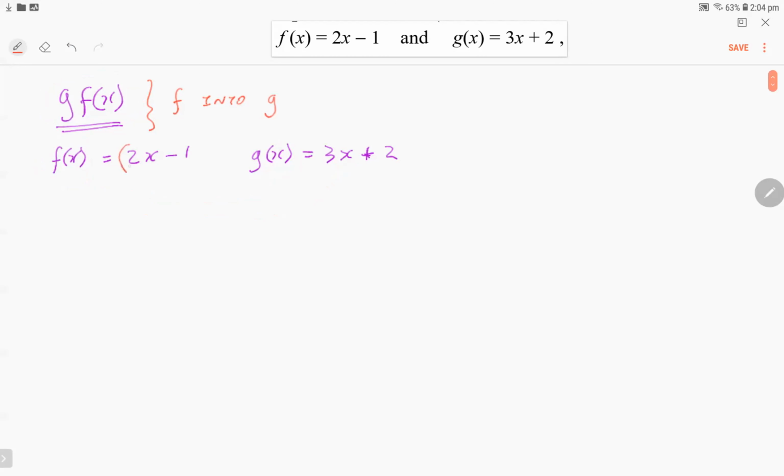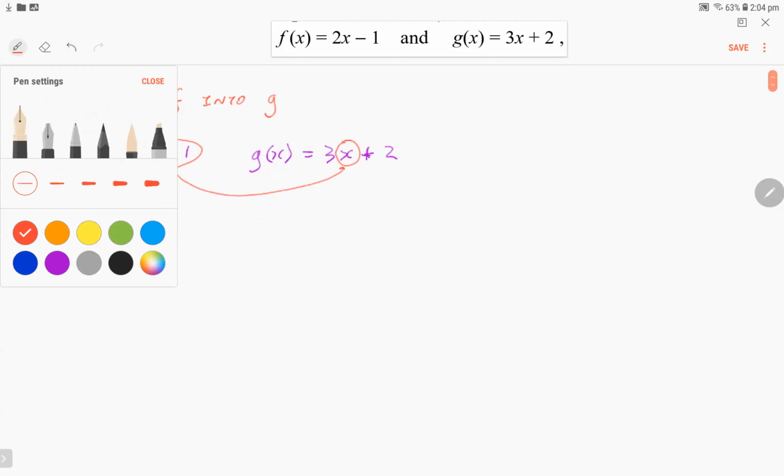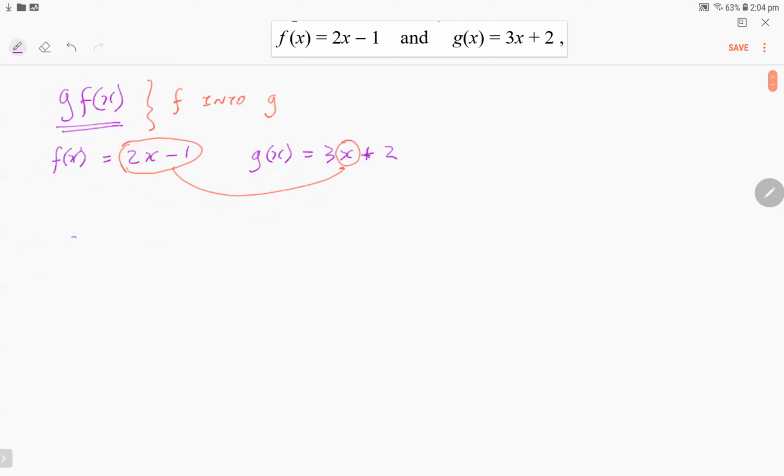This is my f. And it's coming right here. Simple as that. That's why I put f into g. Comes right here. Just like how we did the substitution the other day with the simultaneous equations. That's it. Because g of f means f into g. You take the f function and you put it in g right there. And this is what you get. So g of f of x becomes f into g becomes 3 times the f, which is 2x minus 1, plus 2.